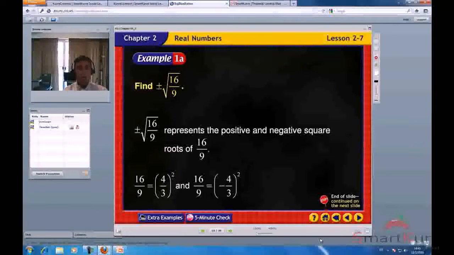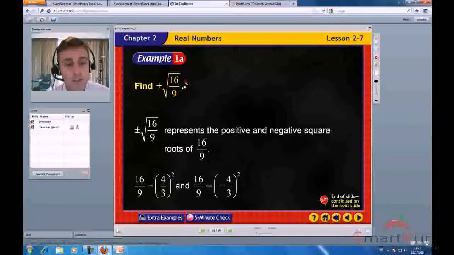Find plus or minus root 16/9. Plus or minus root 16/9 represents the positive and negative square roots of 16/9. So the square root of 16/9 equals 4/3. The square root of 16 is 4. The square root of 9 is 3. So 4/3 squared equals 16/9, and negative 4/3 squared equals 16/9. We have both the positive and the negative.